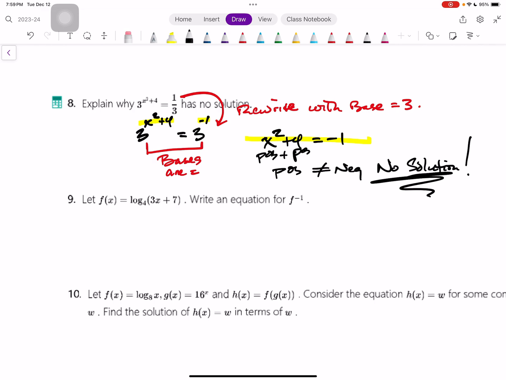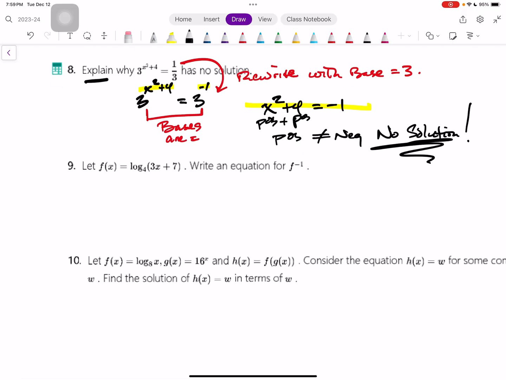All right, and I just explained it. It says explain. Well, I just explained it. Okay, so there you go. All right, now number 9, it says write an equation for f inverse.